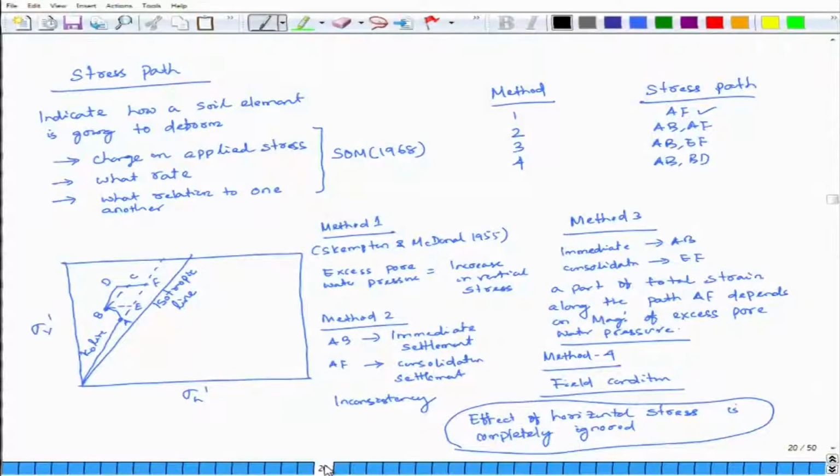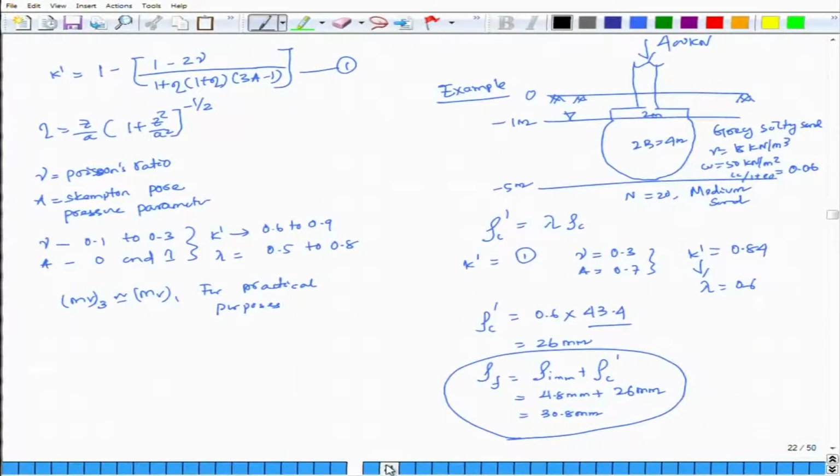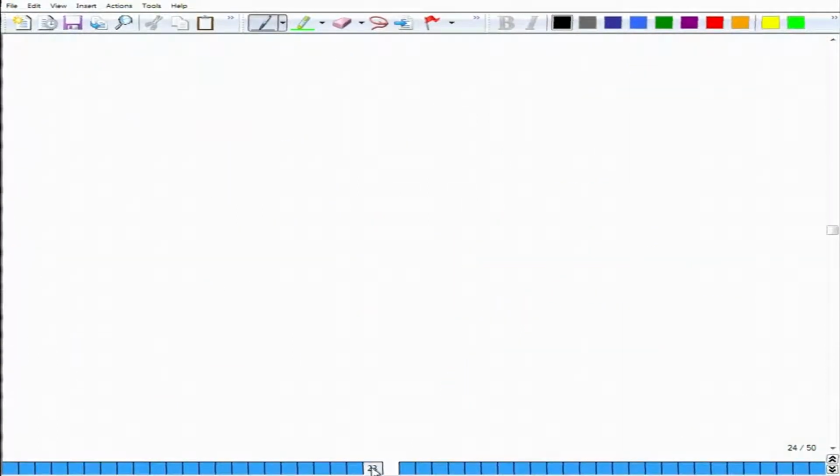So, till now we have finished settlements. I have covered settlement calculations for sand as well as clay, immediate as well as consolidation settlement, and last class I have also covered by means of the stress path method how to calculate consolidation settlement. Now, we can start a new topic, that is stress distribution in soil.